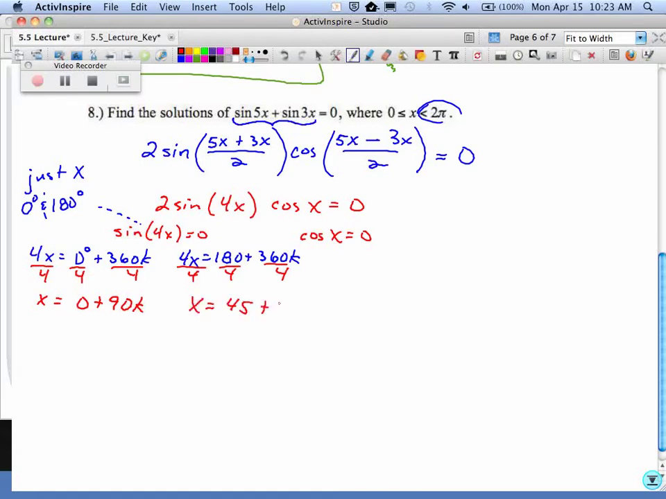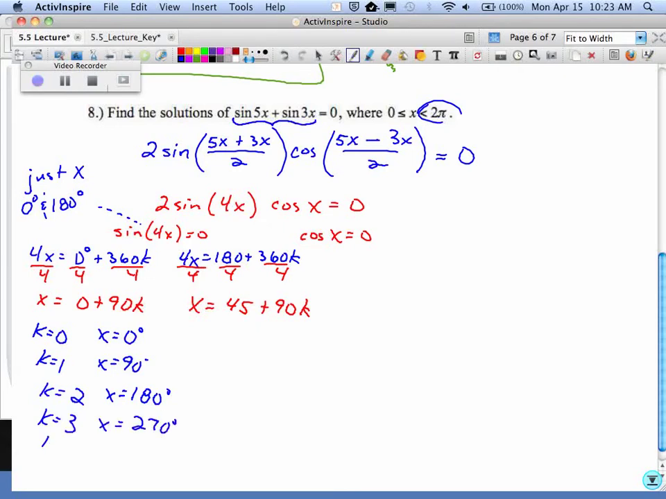Okay, now x is by itself. So if k is a 0 here, 90 times 0 plus 0 is still 0 degrees. But now when k is 1, what do we get? 90 plus 0, we get 90. When k is 2, what do we get? 180. When k is 3, what do we get? 270. When k is 4, what do we get? Too much. That's too much. When you hit 4 times 90, you're at 360, which again does not fit the range of values.